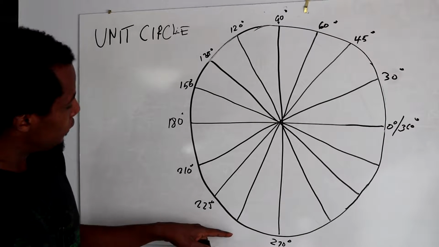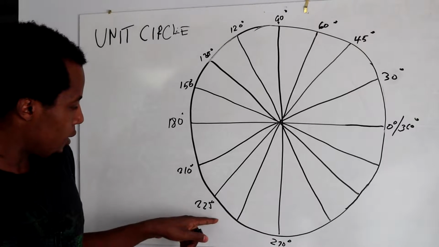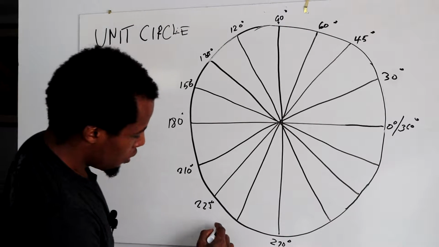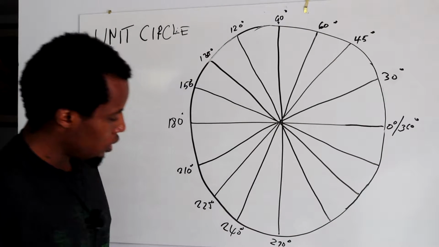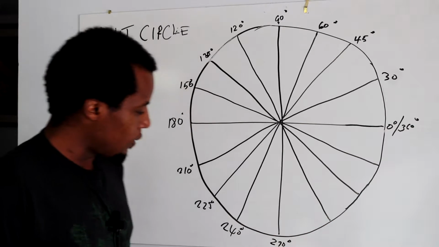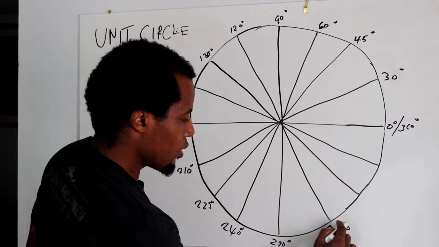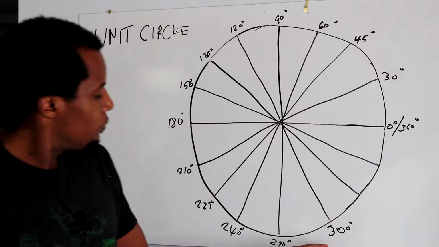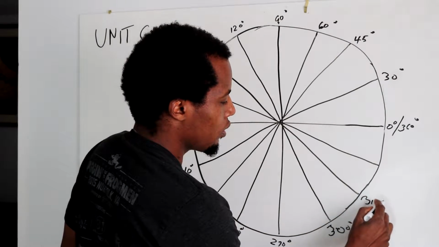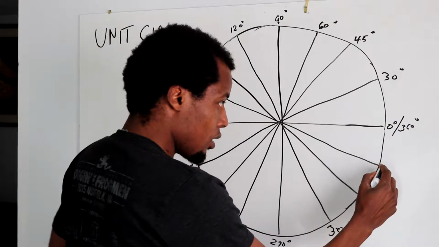plus 15 degrees here is 240 degrees, plus 30 is 270. 270 plus 30 degrees is 300 degrees here, plus 15 is 315, plus 15 is 330.